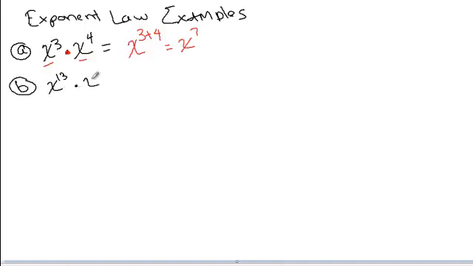And it doesn't matter how big these numbers get. For that matter, it doesn't matter how small it gets, but we're not going to really deal with that in this class. You'll deal with that in another class. So again, we see that we are multiplying. We've got like bases. We keep the base. We add the exponents.